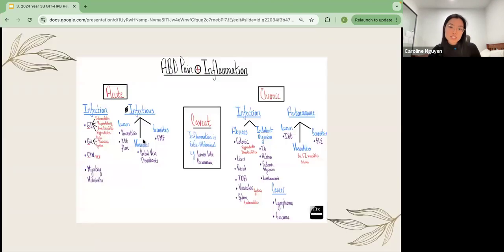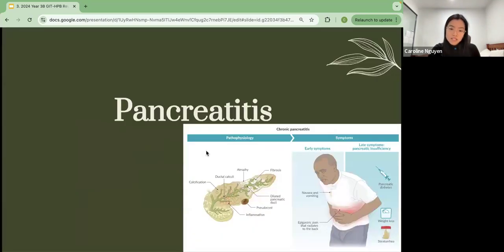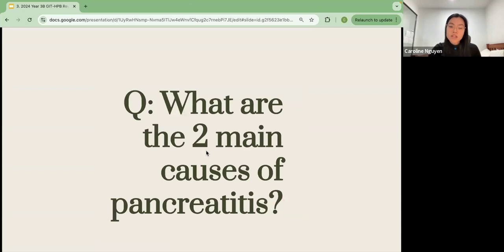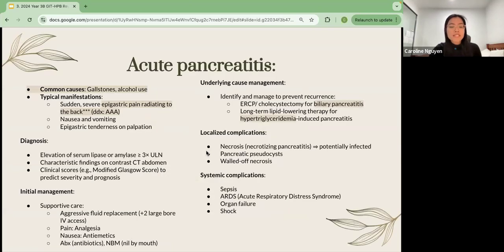Let's get into the discussion. So acute abdomen and inflammation can be from a lot of things. It can be infectious or non-infectious, and then we'll go through these conditions later as well. First, pancreatitis. So what are the two main causes of pancreatitis that we discussed? That's alcohol and gallstones. Acute pancreatitis.